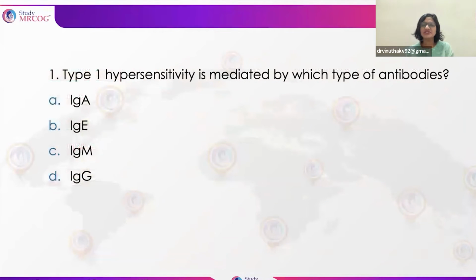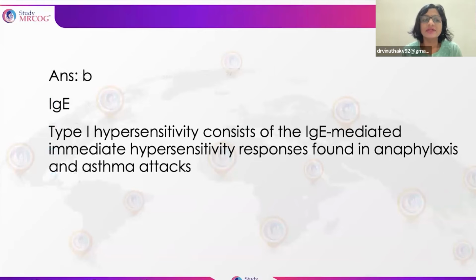So now we shall solve some most frequently asked questions from this part. The first question is, type 1 hypersensitivity is mediated by which type of antibodies? The options are IgA, E, M, and G. I know you have all very well understood that the answer is IgE. So IgE is the correct answer.